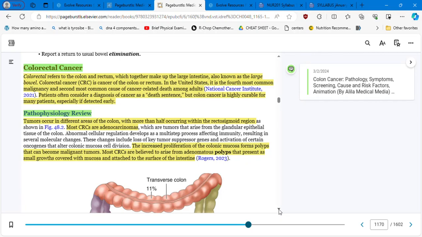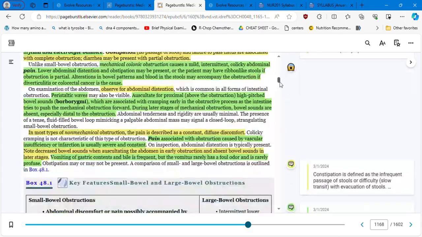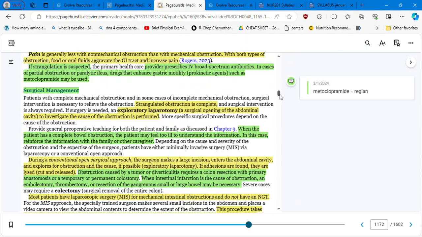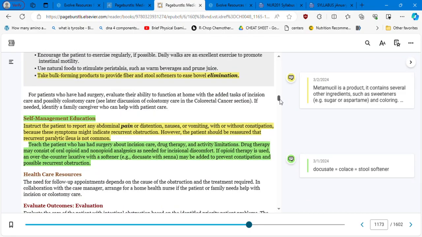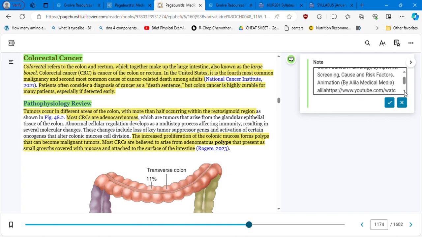Hello students. Welcome to the chapter Concepts of Care for Patients with Non-Inflammatory Intestinal Conditions. And right now we need to talk about colon cancer. Okay, so let's start. Let's watch a video first to understand much better this condition. Okay, colorectal cancer. Okay, here we go.